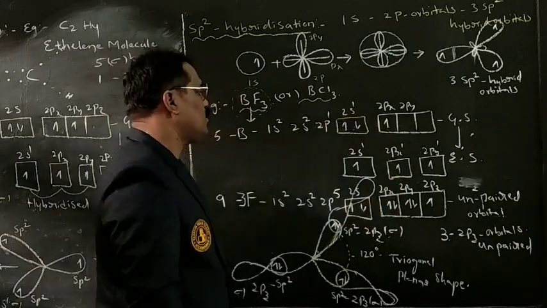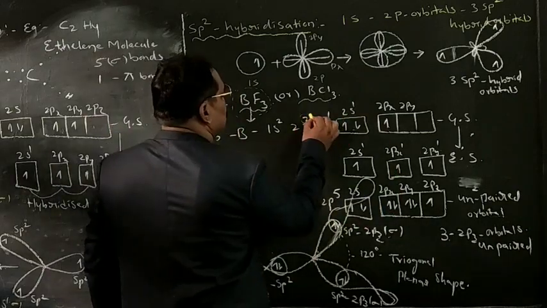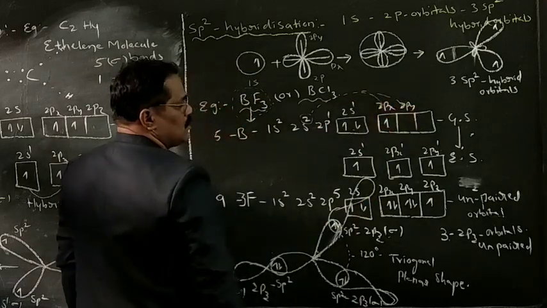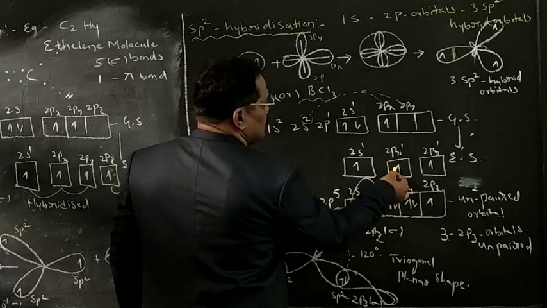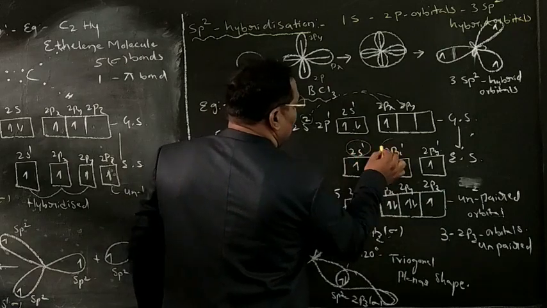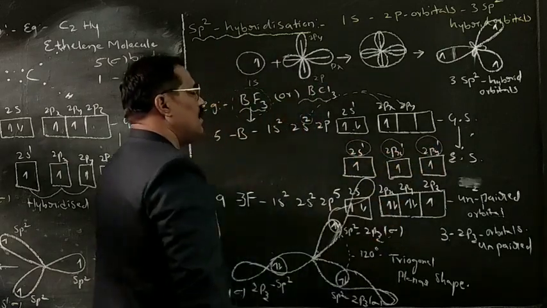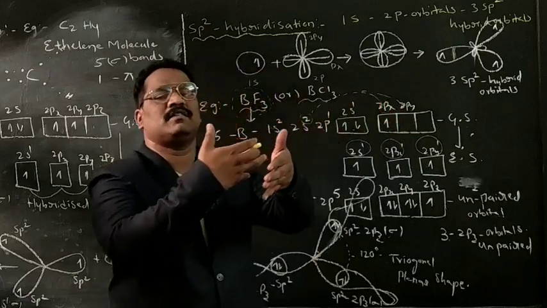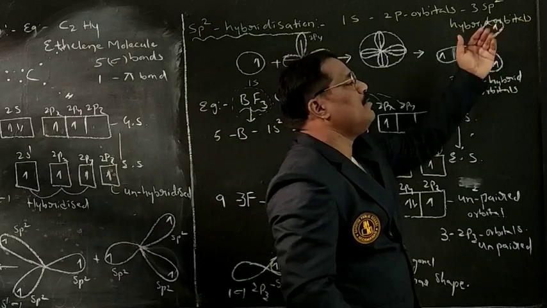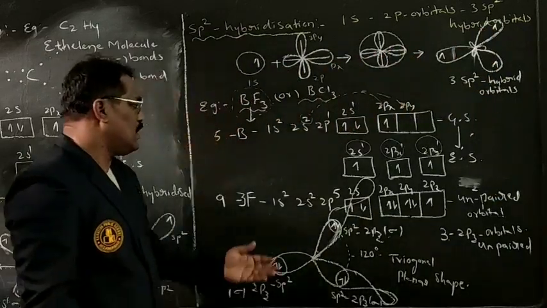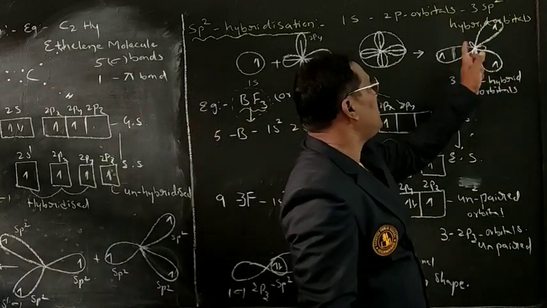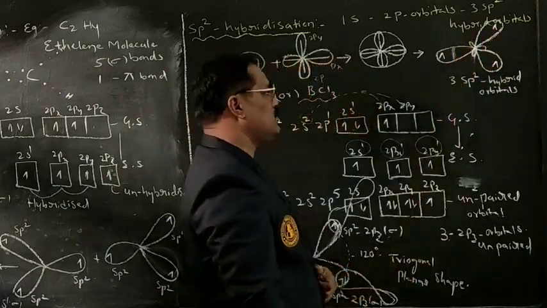Bring it to the excited state. What happened? One electron from the 2s orbital enters the 2py orbital, so that 2s1, 2px1, 2py1, three orbitals are there. One s orbital and two p orbitals of varying energy intermix together and form three sp2 hybrid orbitals. So I have taken three sp2 hybrid orbitals, each having an electron.